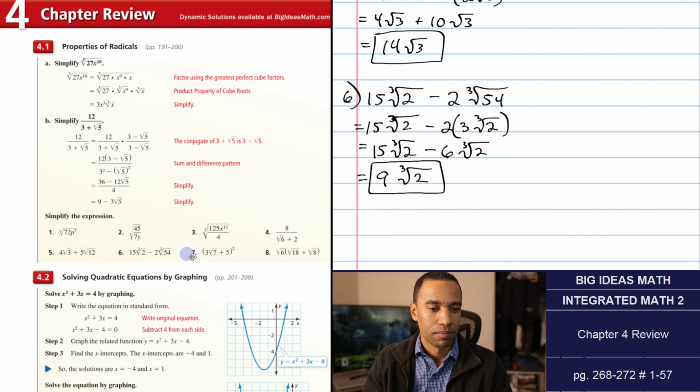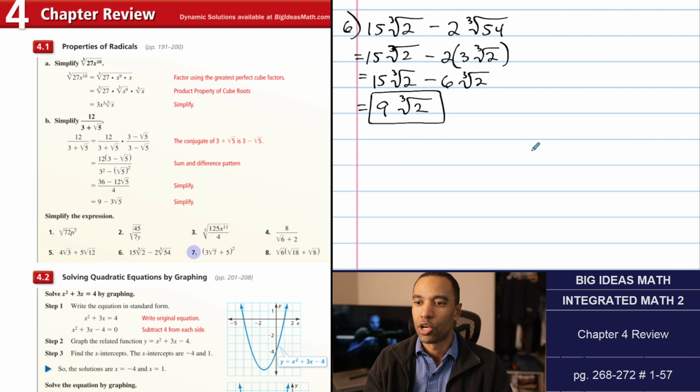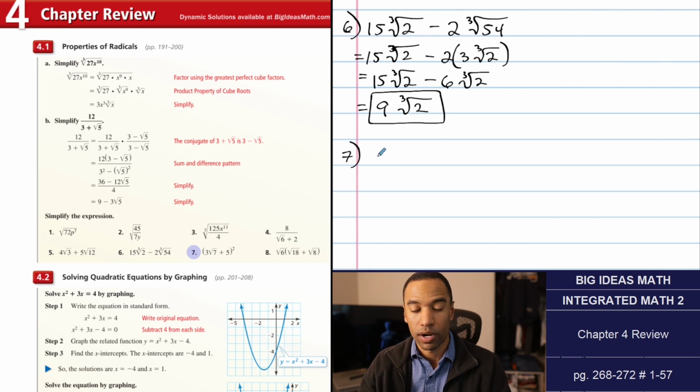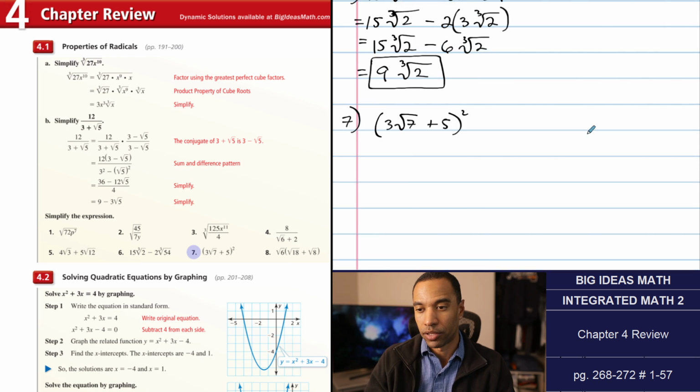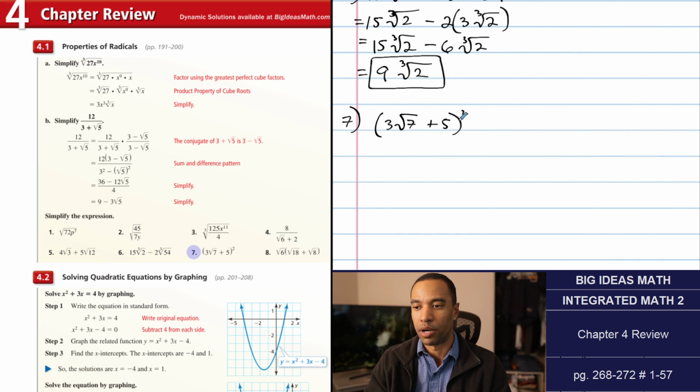Number 7, we have (3 root 7 plus 5) quantity squared. And I'm going to work this out as if you know how to square a binomial without FOILing, without expanding. No, you don't do this squared plus this squared. No, no, no. Now, those do happen.